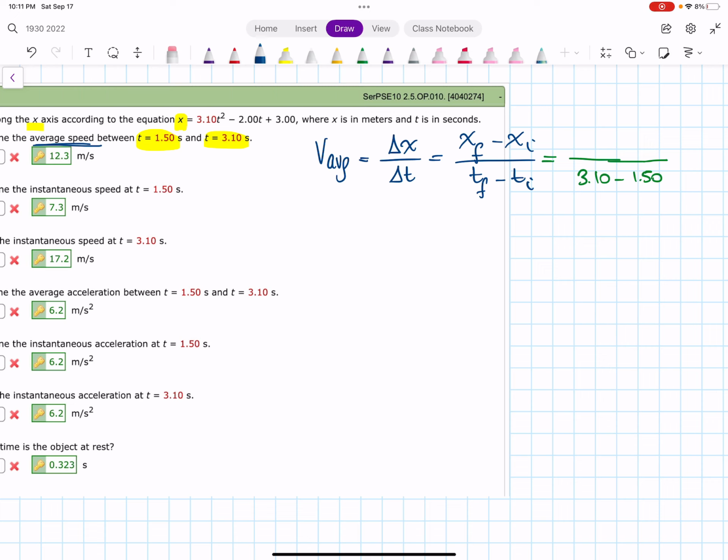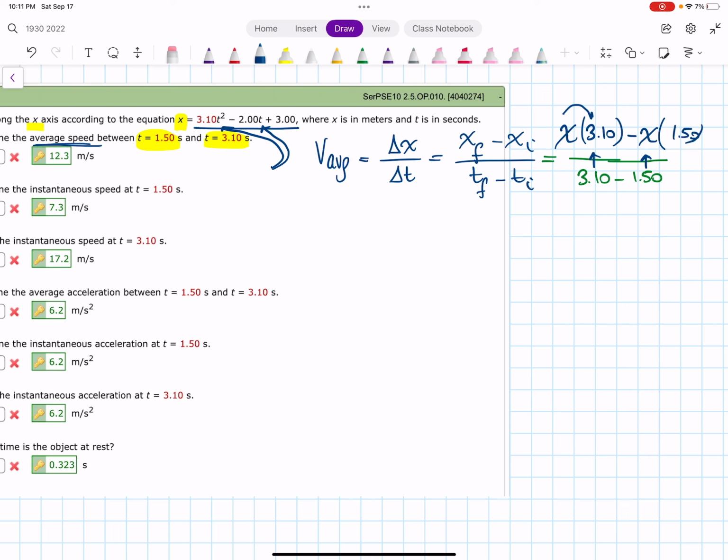What do you put in the numerator? The numerator, you put down the corresponding positions. How do you find the position? You have to plug into the equation the final time. What is that final time? 3.10 seconds. And then you calculate and put the answer here, right? Minus the position x at t equal to 1.5 seconds.